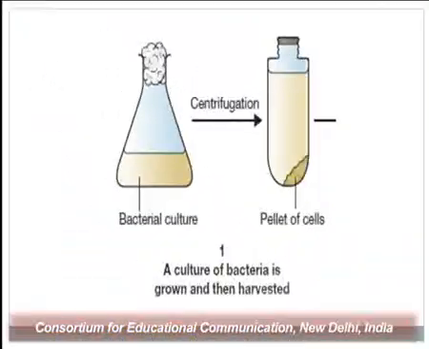Those stages are, the first one is a culture of bacteria. We will look primarily at the bacterial preparation of total cell DNA, and then look at certain modifications which are required for the plant cells or higher organism cells. So, a culture of bacteria is required basically, which is grown and then harvested. There are 2 terms used here. One is that a culture of bacteria is grown and then it is harvested.